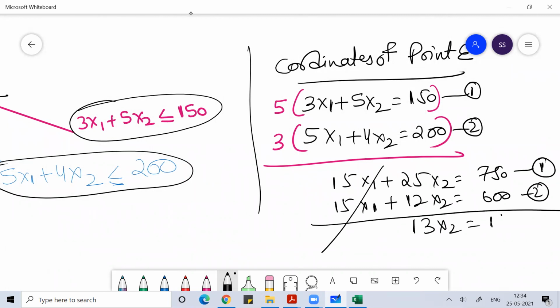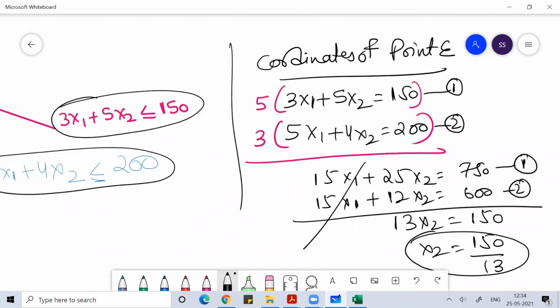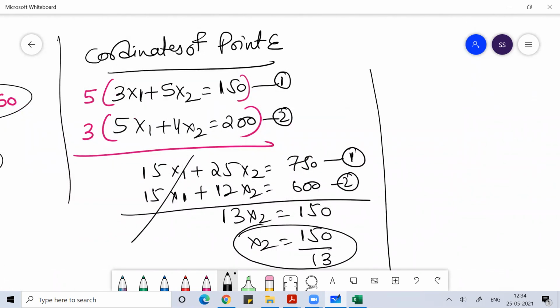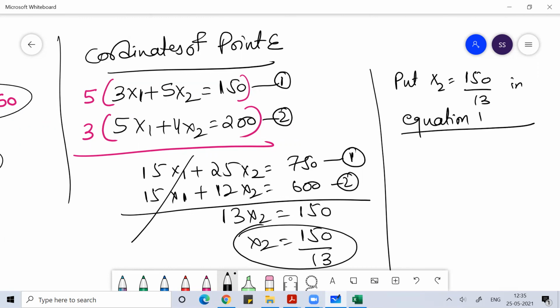13x2 is equal to 150. So the value of x2 will be 150 by 13, not 130. That is the x2 value. Once you get the x2 value, you can find the x1 value. Put x2 equal to 150 by 13 in any equation, say equation 1.